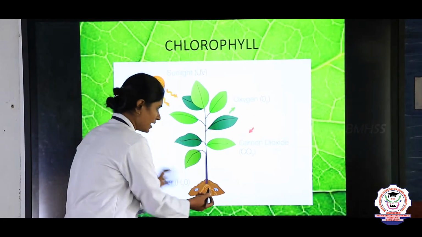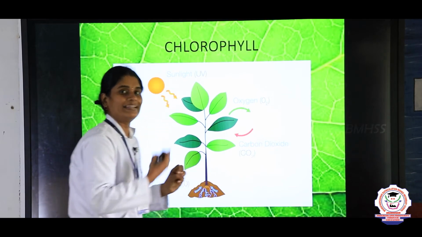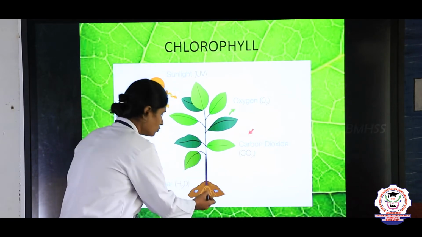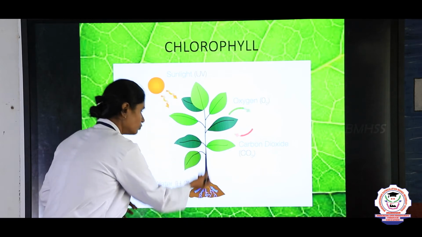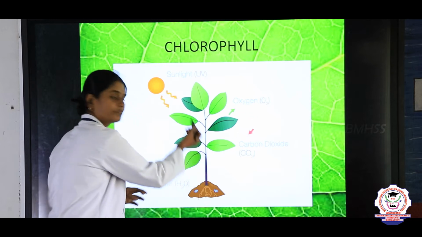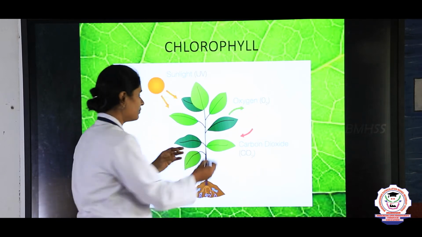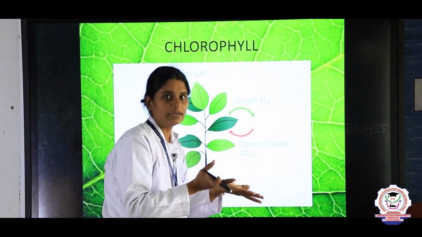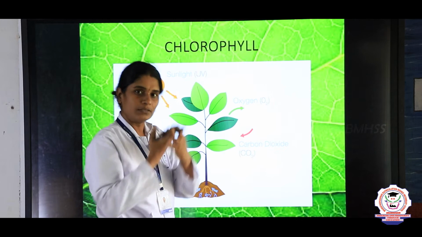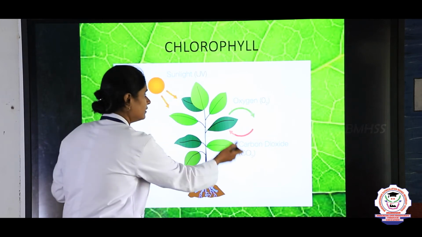The roots absorb the water, and they also absorb the minerals from the soil, as the soil contains minerals. The roots send the water and minerals into the stem, and the stem supplies the water and minerals to the leaf. Thereby the leaves get the water, the sunlight, and the carbon dioxide.